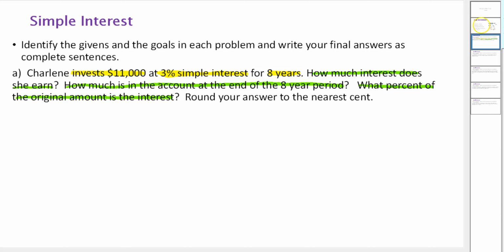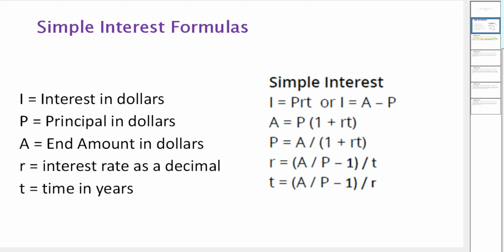These are developed in your media lesson. So for simple interest, we use these 5 different letters, and this is what they represent. Capital I represents interest in dollars. Capital P is the principal in dollars. That's the initial amount invested or borrowed. Capital A represents the end amount, or sometimes we use FV for future value in dollars. So this is how much you have in your account after the time has passed.